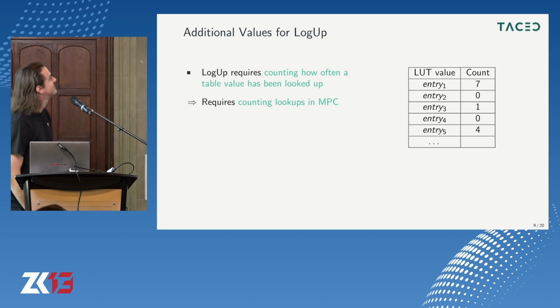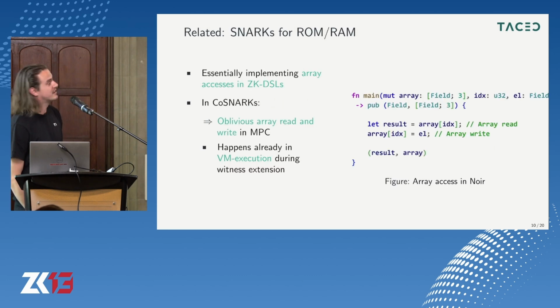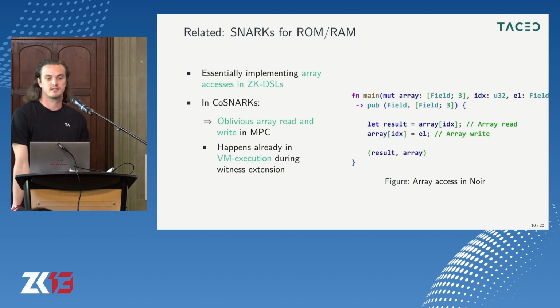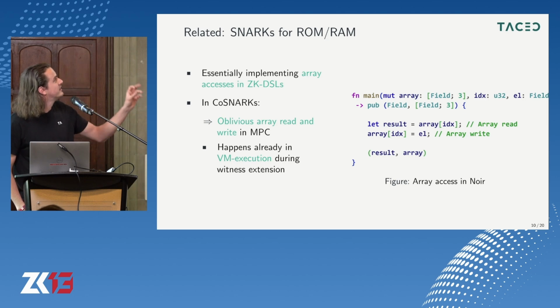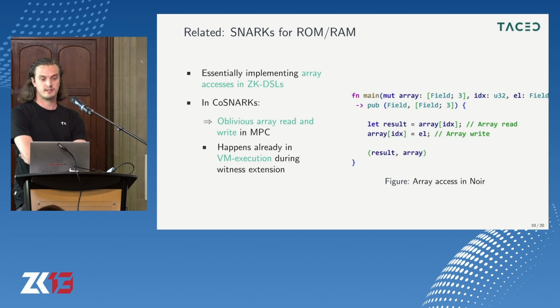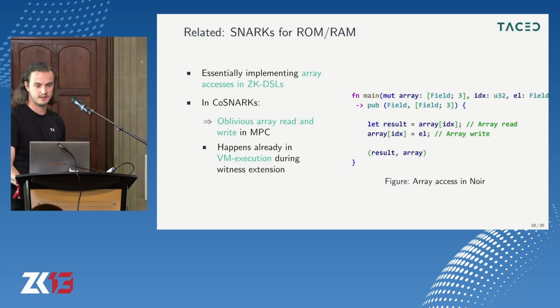Now we have another related topic in SNARK systems, that is ROM and RAM operations. We see some Noir code here on the side where you have some input array, and you want to write to and read from this array in an oblivious way. So we have to find some MPC protocol to do this, because we have potentially secret-shared arrays and indices where we have to read from and write to. And this is something that already happens during the witness extension phase, and then later again in some form during the trace building.